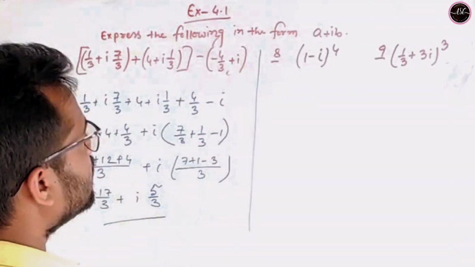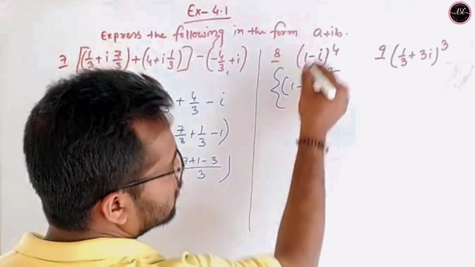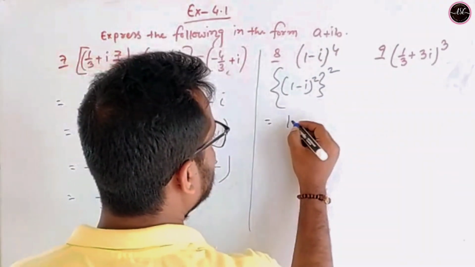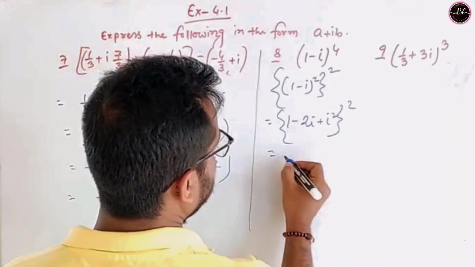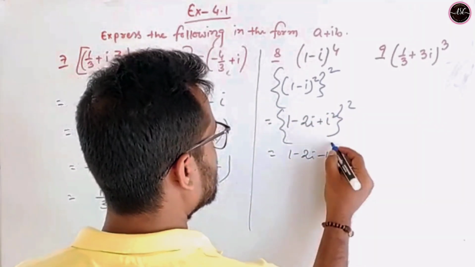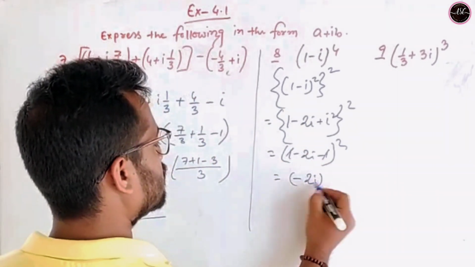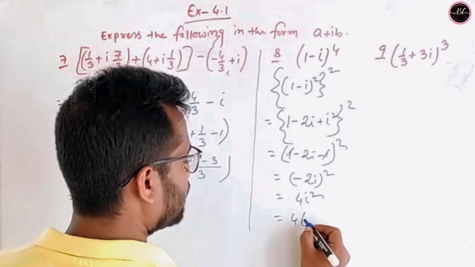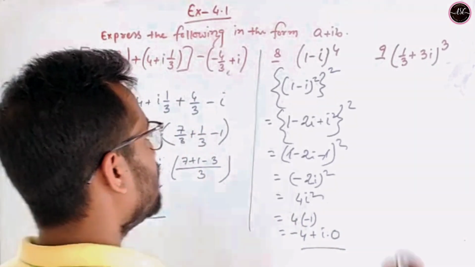Now question number 8. Here 1 minus i whole square, whole square equal to 1 minus i to the power 4. Just apply a minus b whole square formula. 1 minus 2i plus i square whole square. So here we get 1 minus 2i minus 1 whole square. So minus 1 plus 1 will be cancelled. Minus of 2i whole square equal to 4i square. So 4 dot minus 1. So minus 4 plus i of 0. Okay. And question number 9.